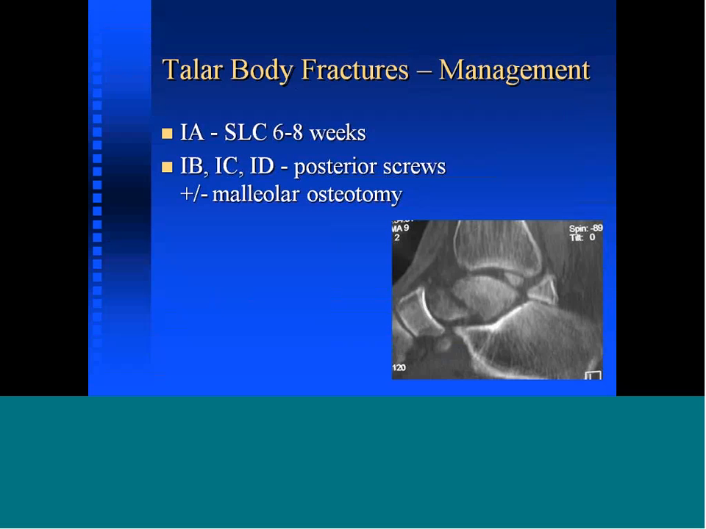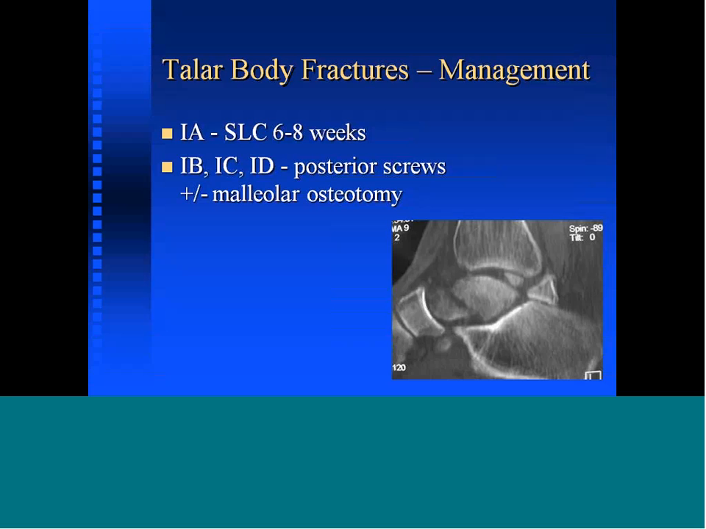Now, what's the management of talar body fractures? Well, in the very general sense, those that are truly non-displaced, the Boyd and Knight 1A classified fractures can be treated in a short leg cast, non-weight bearing for a period of 6 to 8 weeks, followed by progressive weight bearing in a boot. And that's a fairly well-accepted management philosophy for those non-displaced, truly non-displaced talar body fractures.